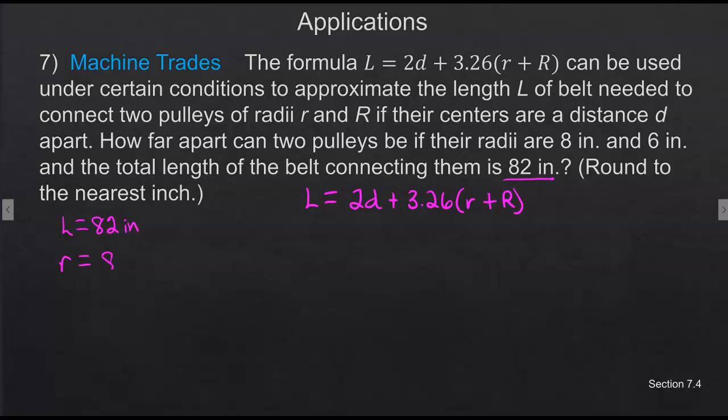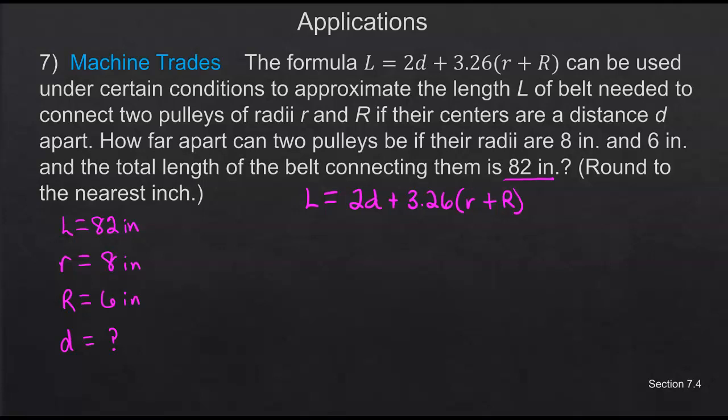So R equals 8 inches. One radius is 8 inches, the other is 6 inches, and they use capital and small letters just to indicate that we have 2 different ones. And then D is the part we don't know, so we're looking for D. And so then we just substitute everything in and work through this equation.